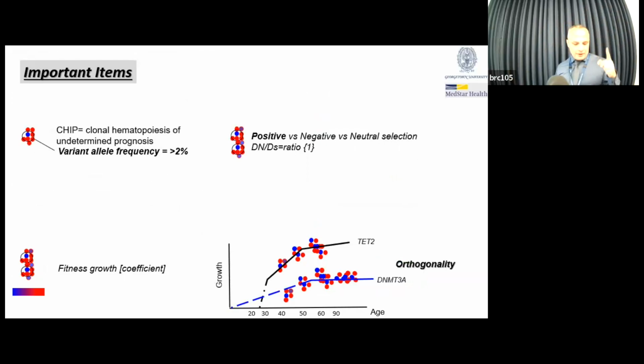So remember that term. The second is that this mutation, I already mentioned, increases the fitness of the cell that harbors the mutation. We're going to call that fitness growth. And we have brought to the table a concept that Darwinian forces are needed for this clone to be selected negatively, positively, or neutral. So the very last concept is the concept of orthogonality.